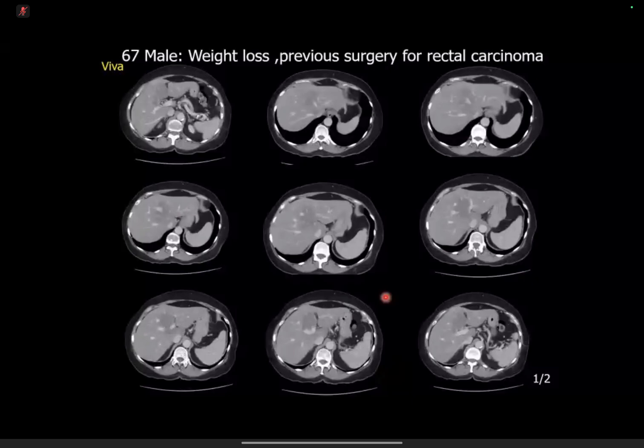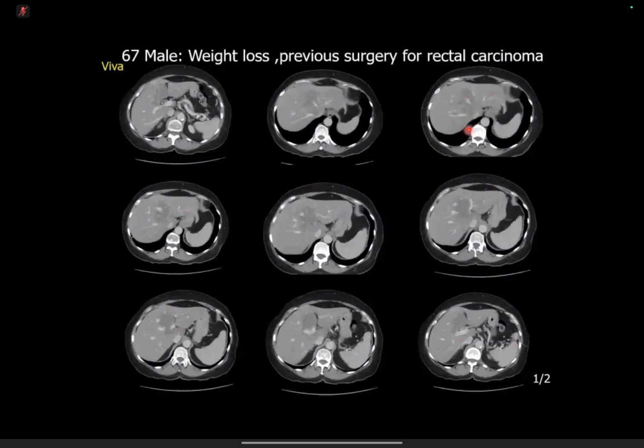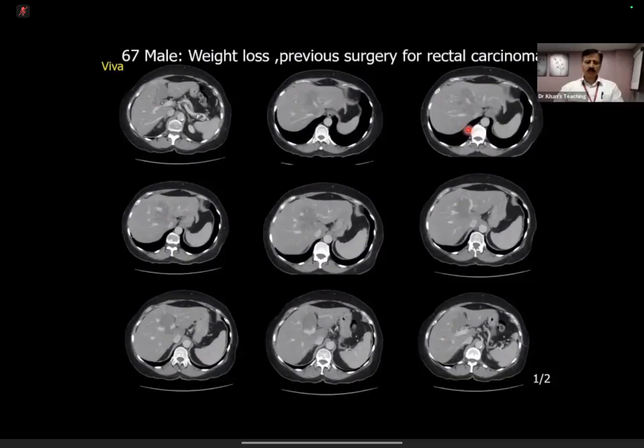So that's a very good word. You use the word geographical, right? And if you see this vessel, does it go through it? Yeah. And is there any mass effect on this vessel? No. It looks like a focal area, a geographic area. I don't know whether it's focal fat sparing or focal fatty infiltration, right. But there's a vessel going here and it is not being displaced.